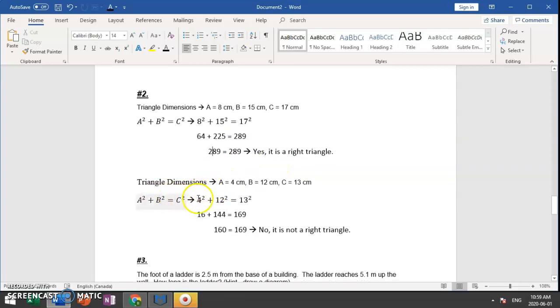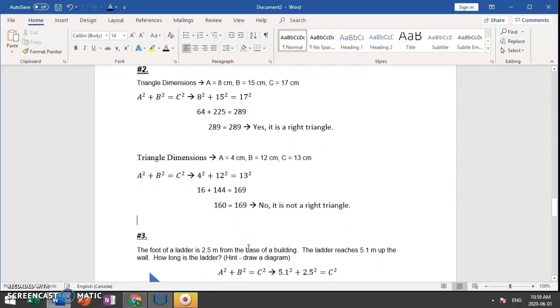In this example, when you do that math, the left side is 160 and the right side is 169. They don't equal, so no, it is not a right angle triangle.